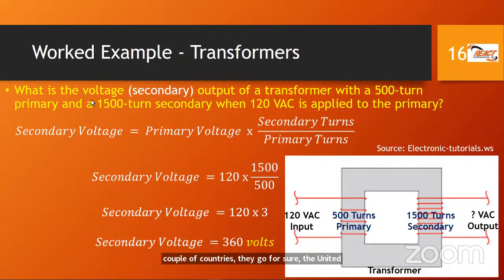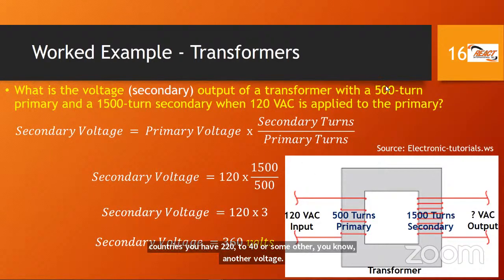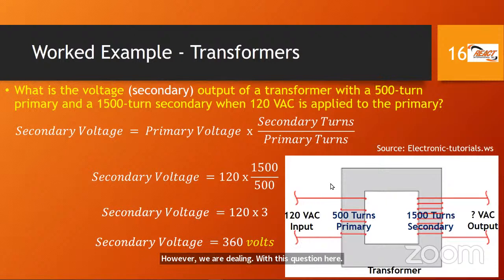However, we are dealing with this question here. So we have just broken out this question into a diagram, and hopefully we can see the question on the screen here. 120 volts input line current into this coil of the transformer. It's 500 turns. And what is the voltage output on the other side? Because this coil is 1,500 turns, and we should probably recognize that this is 3 times as many turns as the primary. The secondary has 3 times the primary number of turns.